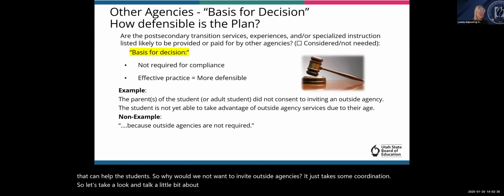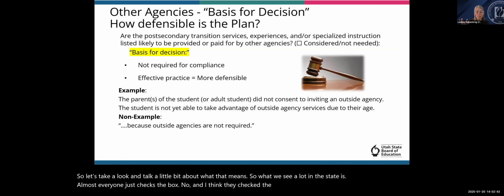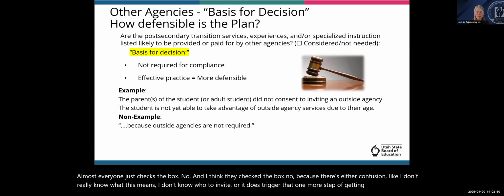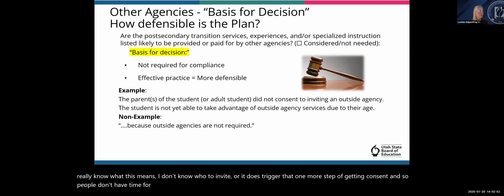So what we see a lot in the state is almost everyone just checks the box no. And I think they check the box no because there's either confusion, like, I don't really know what this means. I don't know who to invite. Or it does trigger that one more step of getting consent. And so people don't have time for it, or they just don't do it. But we overwhelmingly see this no. But we would love to change that.